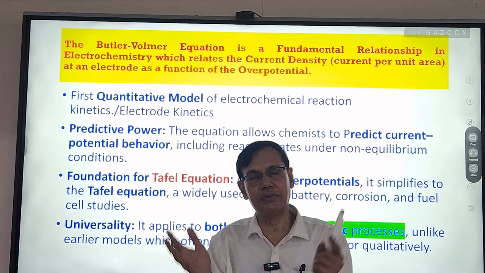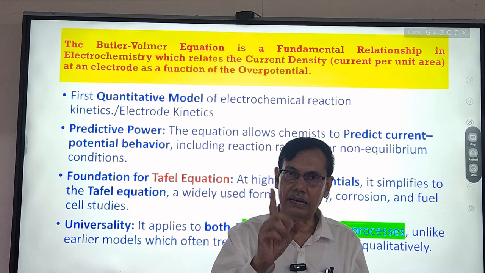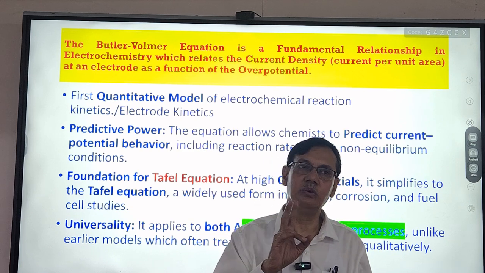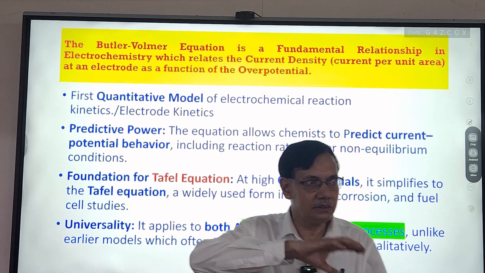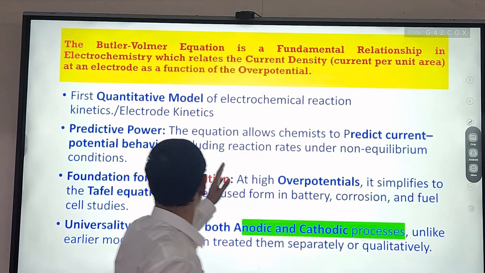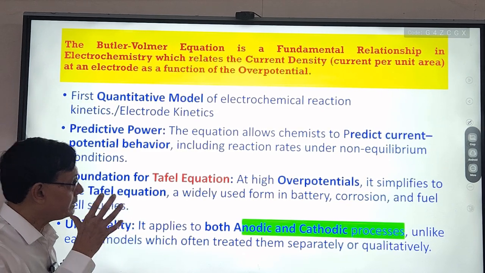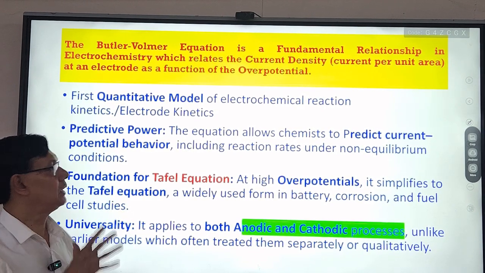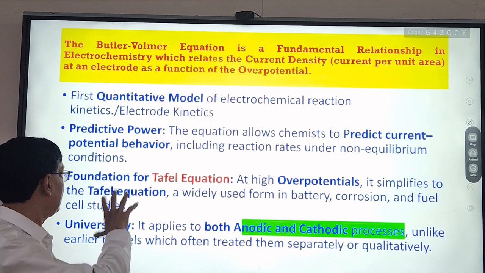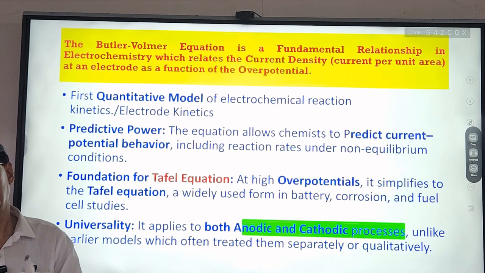So overall, what can you say? Three aspects. Number one, current density. Number two, overpotential. Number three, free energy of activation energy. But it is a very, very important equation, because if you understand this equation, you can throw light on the current potential behavior of that reaction. I will explain now what it is.